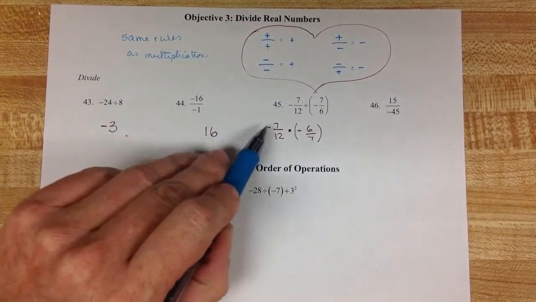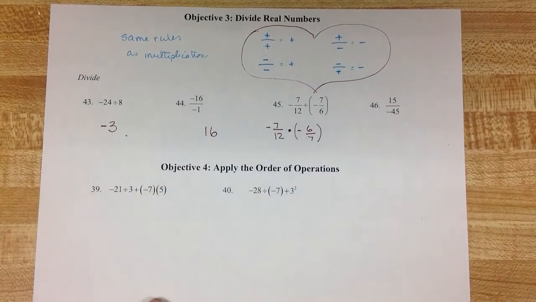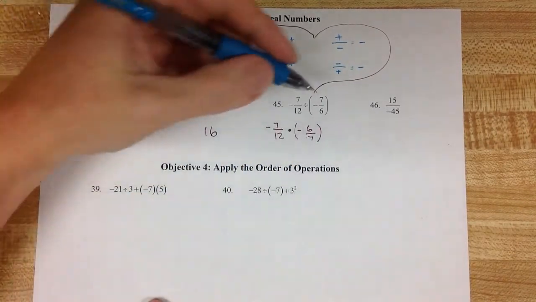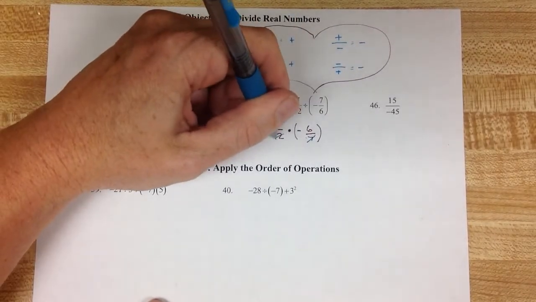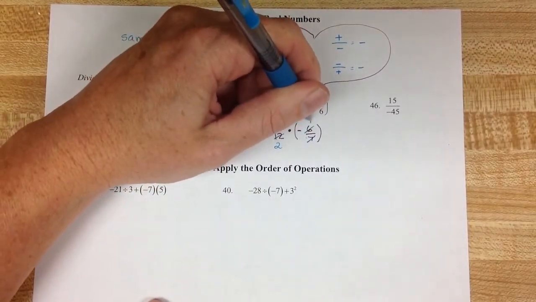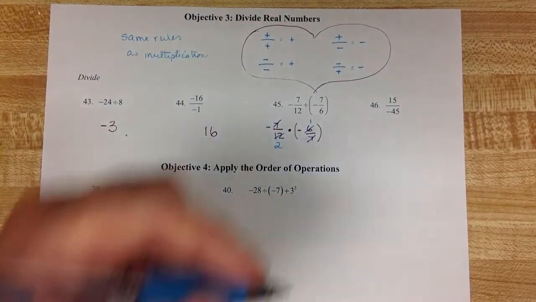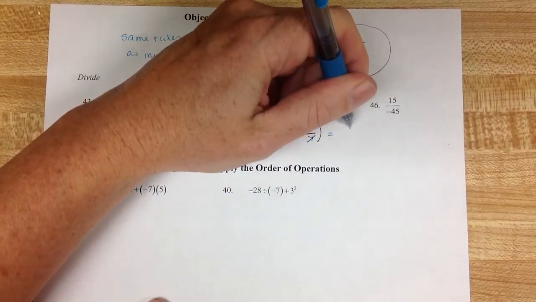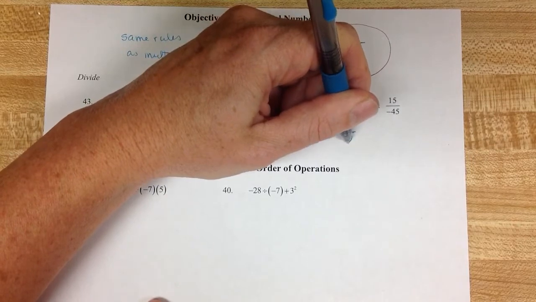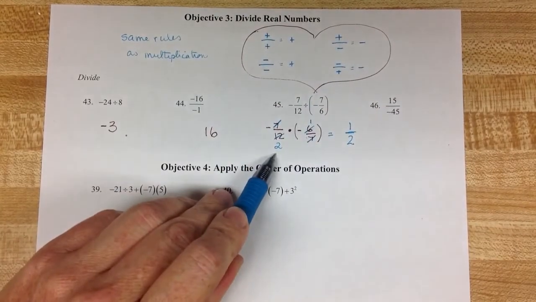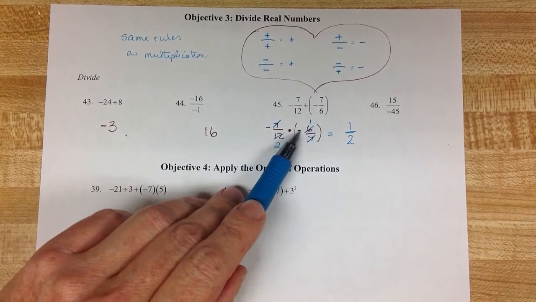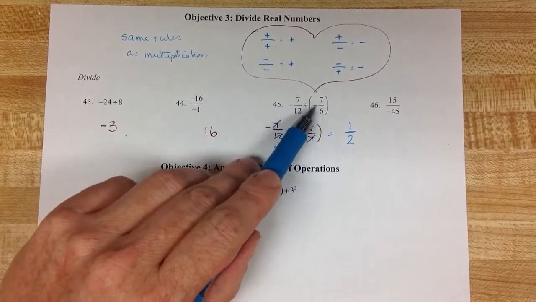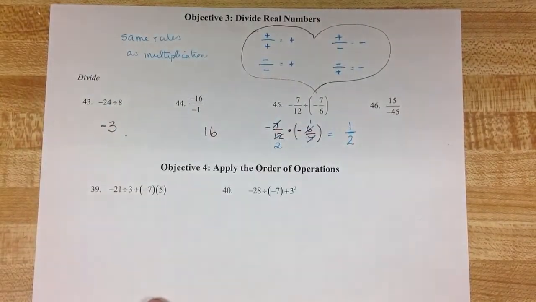Then, even though there are negative signs on here, we can still look for factor pairs that we can remove. So I see a pair of 7s there, and a pair of 6s there. My numerator becomes 1, my denominator is just 2, and since I had a negative multiplied by a negative, or a negative divided by a negative, my final answer is going to be positive.